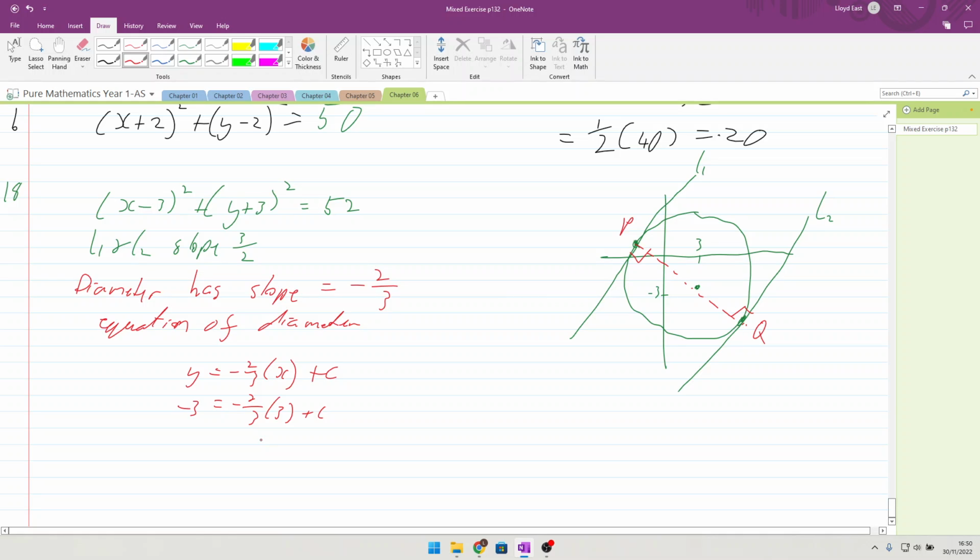Minus 2/3 times 3 is, of course, minus 2. Minus 3 plus 2 is minus 1, equals c. Okay, with that done, we can find the intersection of the points on the circle, and we can go from there. Okay.